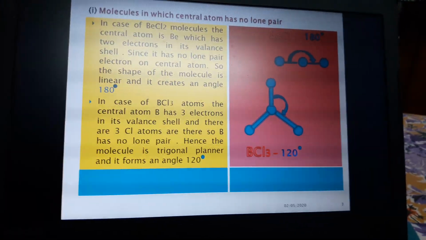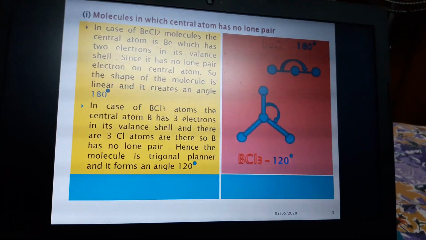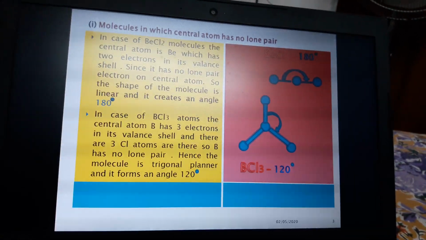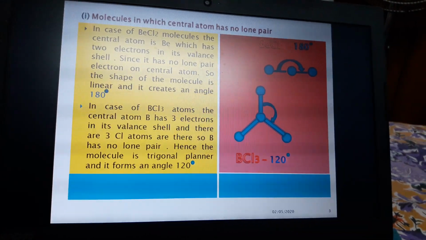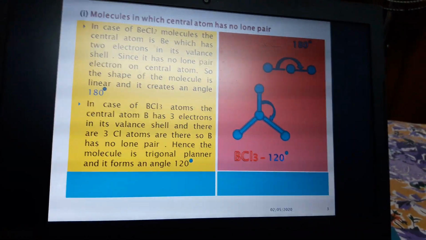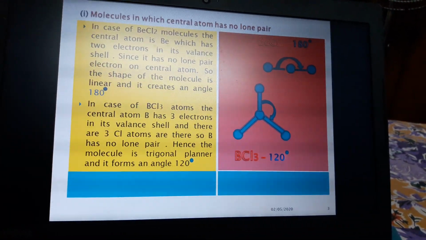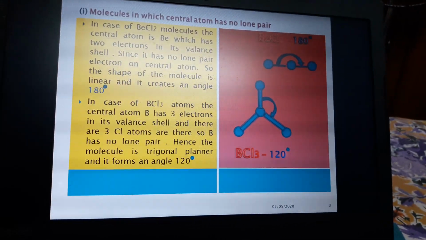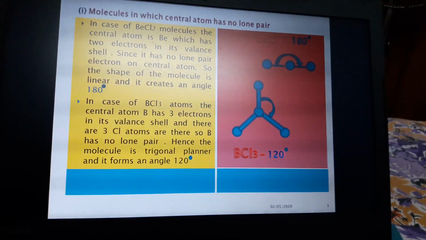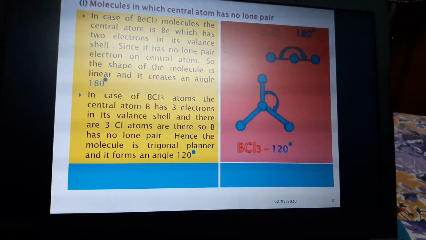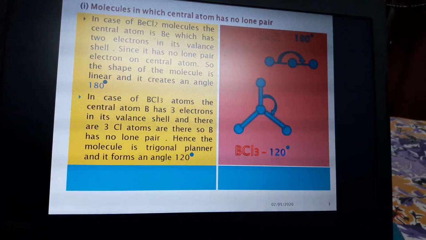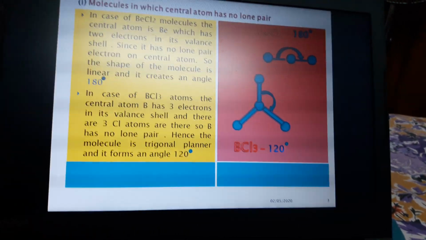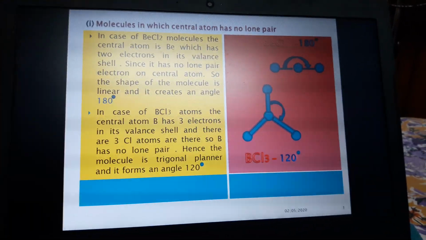Again, in case of BCl3, the central atom boron has 3 electrons in its valence shell. There are 3 chlorine atoms, so boron has no lone pair. Hence, the molecule is trigonal planar and forms an angle of 120 degrees.